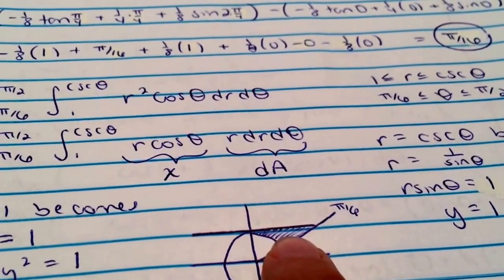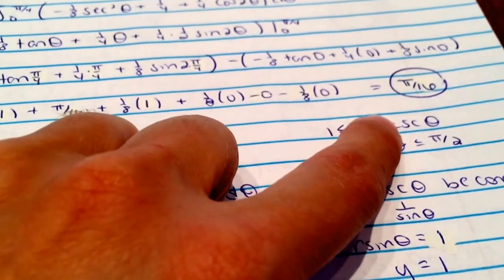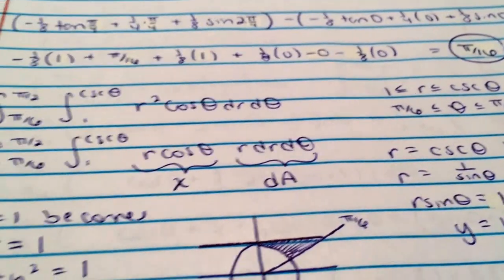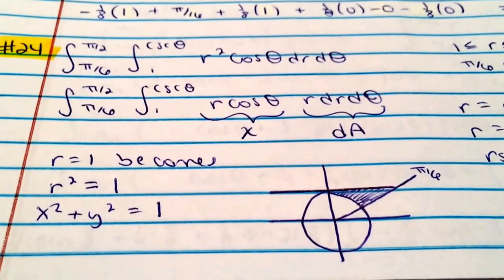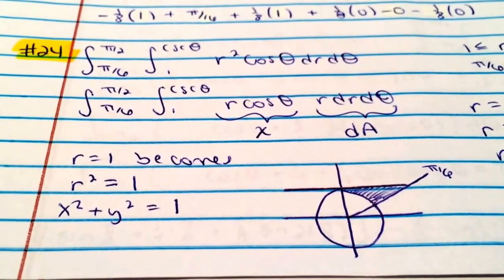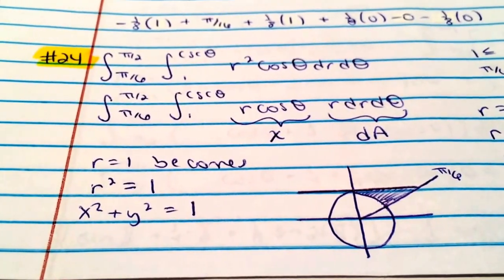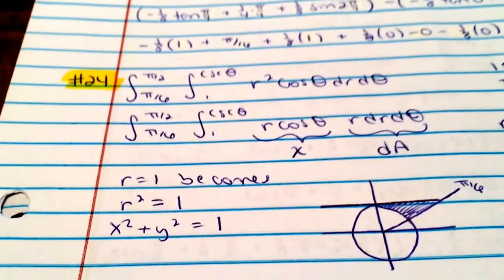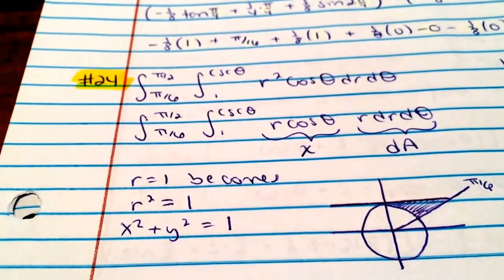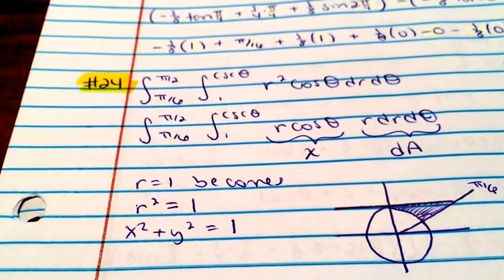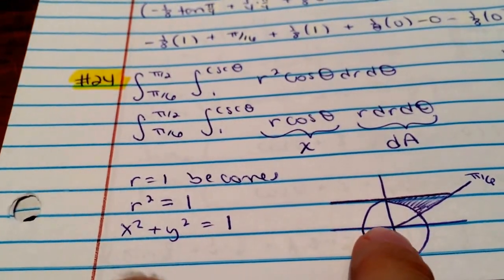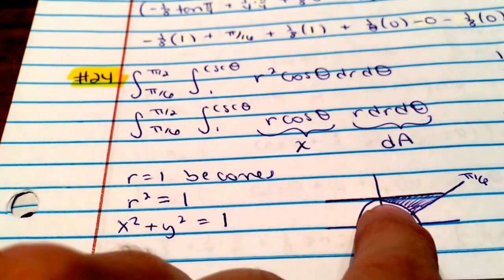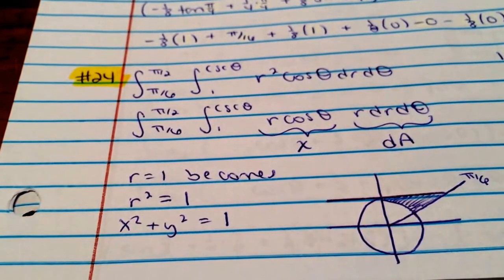And the reason why I knew to shade up there was because I had the circle and then the line. R's kind of move out from the origin. R represents how far you are from the origin. Let me say that again: X moves left and right, Y moves up and down, and then R moves from the origin out. So whatever's closest to the origin would be the smaller bound, and then whatever's further away from the origin would be the larger bound because R moves from the origin out.